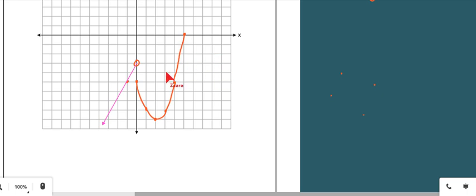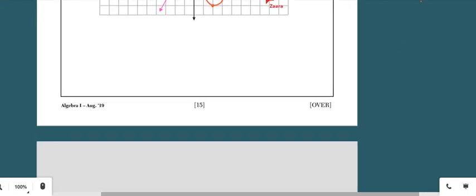So you will get this type of a curve. Okay? So that's how we graph the step functions.